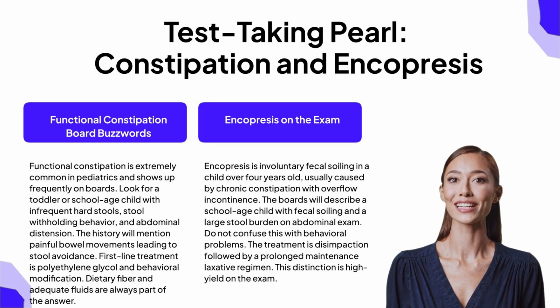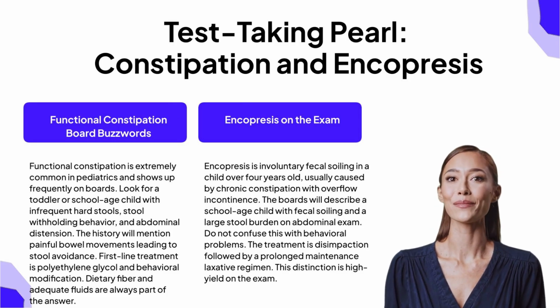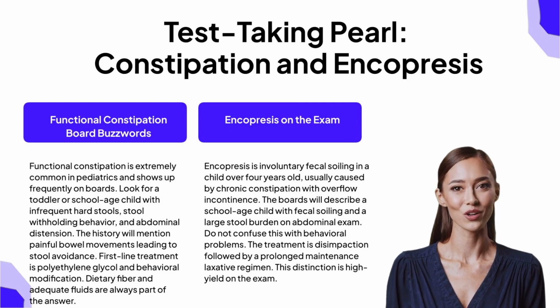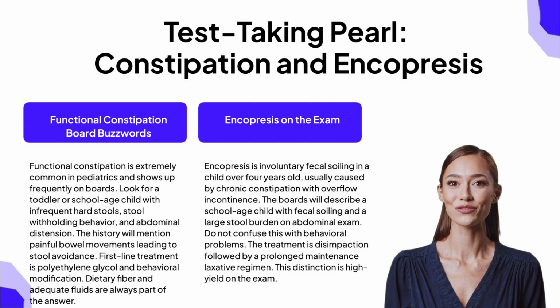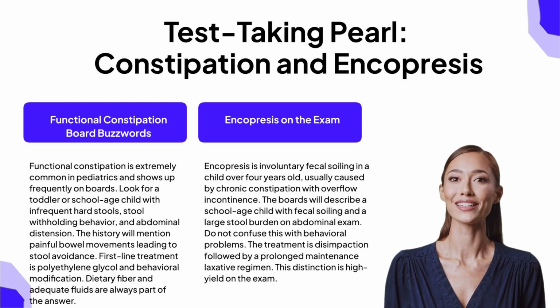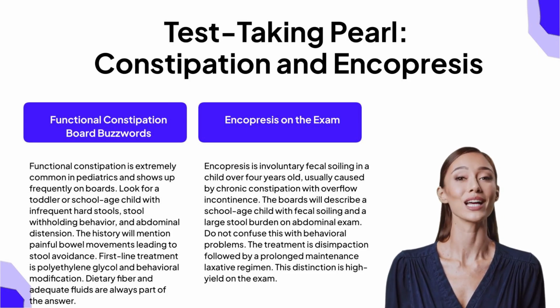Let us talk about a commonly tested pearl on the boards: the distinction between functional constipation and encopresis. Functional constipation is extremely common in pediatrics, and the boards test it frequently. The classic stem will describe a toddler or school-age child with infrequent hard stools, stool withholding behavior such as crossing legs or hiding, and abdominal distension. The history often mentions painful bowel movements that led to stool avoidance, creating a vicious cycle. First-line treatment is polyethylene glycol, which is an osmotic laxative, combined with behavioral modification including scheduled toilet sitting after meals. Dietary fiber and adequate fluids are always part of the management.